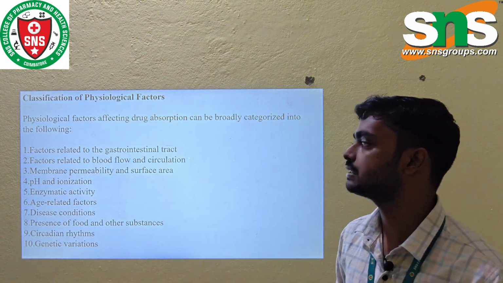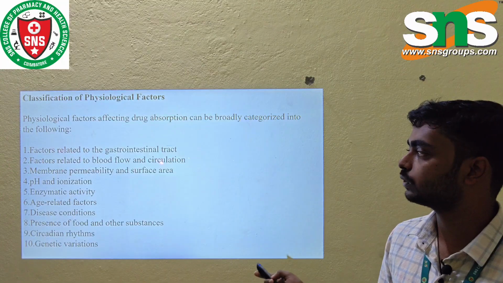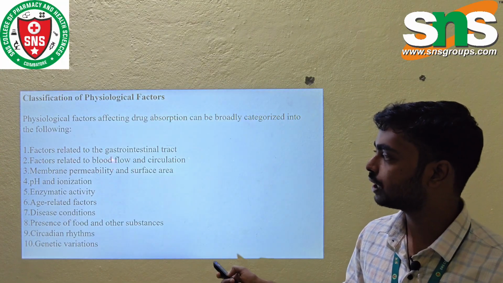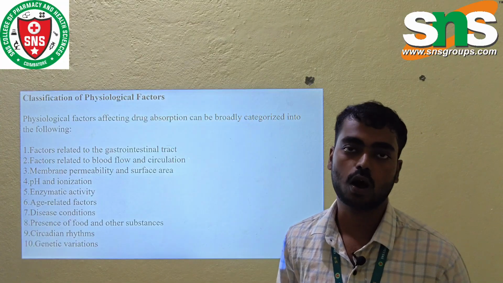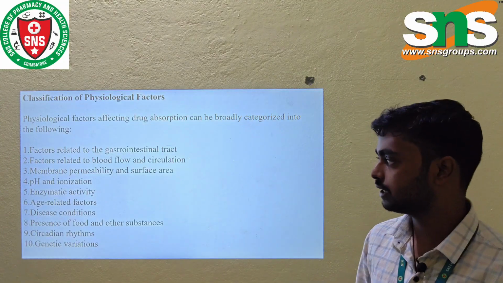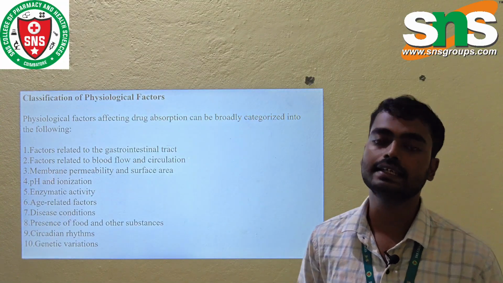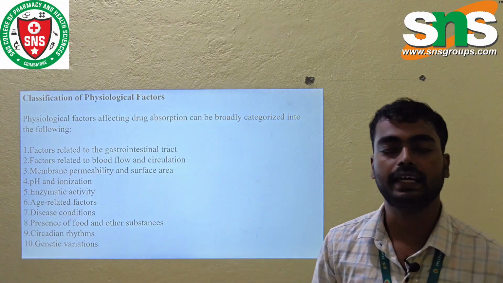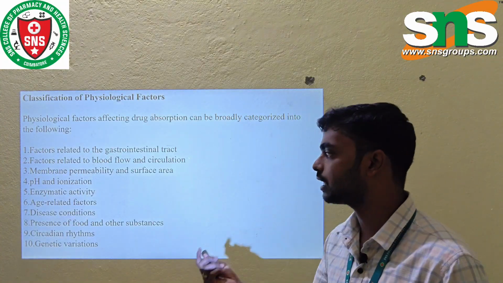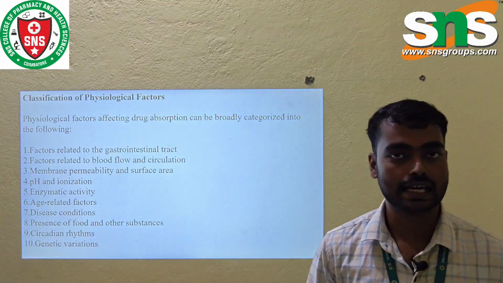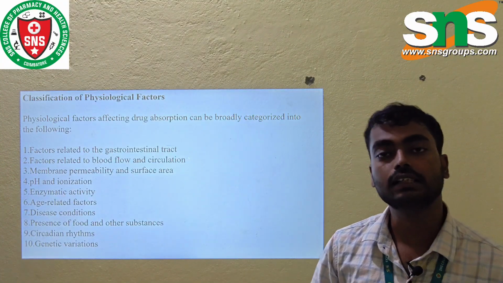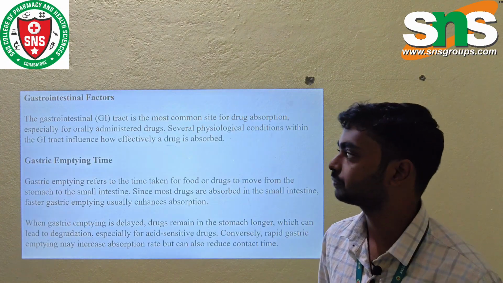The first 5 factors are: factors related to the gastrointestinal tract, factors related to blood flow and circulation, membrane permeability and surface area, pH and ionization, and enzymatic activity. Okay. So first we can see how the gastrointestinal tract affects drug absorption.